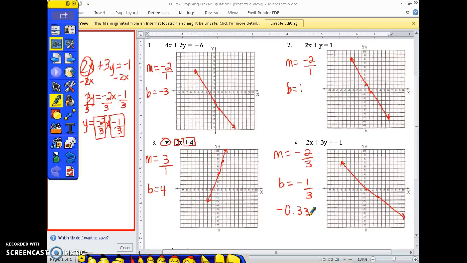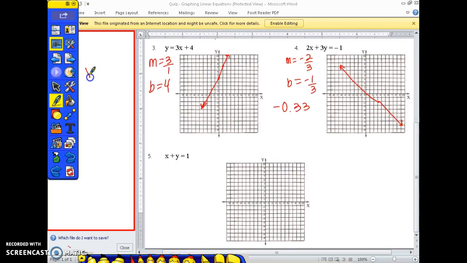Let's look at number 5. For number 5, I have x plus y equals 1. I have to get rid of this x. The opposite of x is negative x. X minus x is 0, which leaves me with y. I cannot combine 1 minus x, so I just write these beside each other. Your x term always comes first, so this is y equals negative x plus 1.